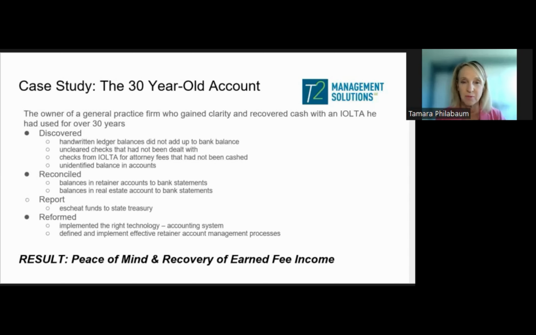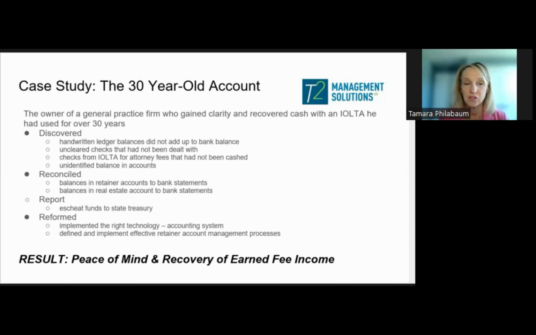There were uncleared checks that we hadn't dealt with. There were checks from the IOLTA for attorney fees that had never been cashed, and there were some unidentified balances in those accounts. So we reconciled those accounts, including the balances that were in the retainer accounts to the bank statements, and then the real estate account to the bank statements as well.